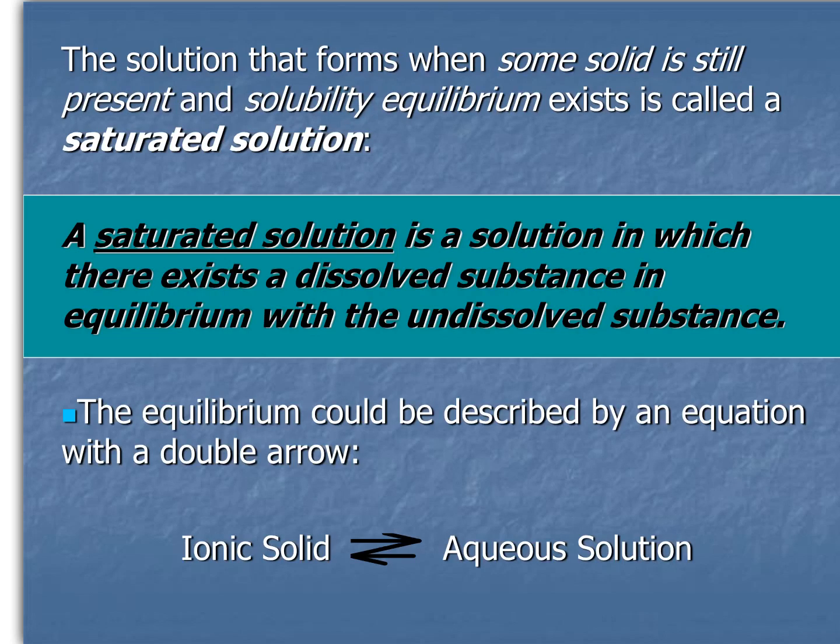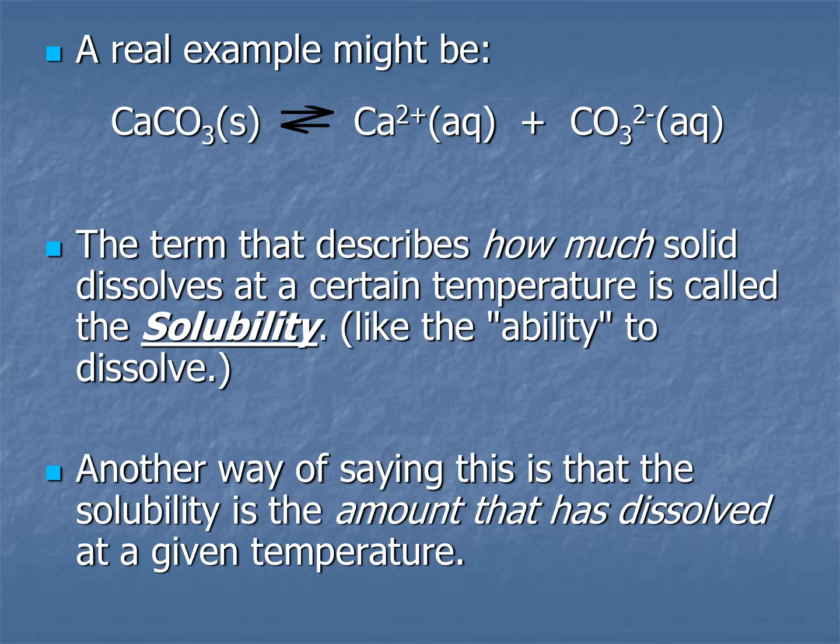So my saturated solution is a solution in which there exists a dissolved substance in equilibrium with its undissolved substance. We've dissolved the maximum amount of solid possible. And so we have this dissolving and crystallization at an equal rate in both directions. So this equilibrium can be described by an equation with a double arrow. If we say equilibrium, it must be a double arrow. So a real example might be calcium carbonate solid is in equilibrium with calcium and carbonate ions.